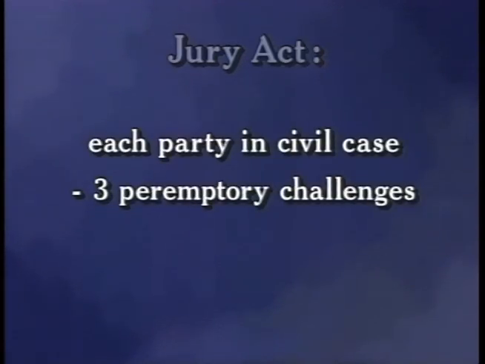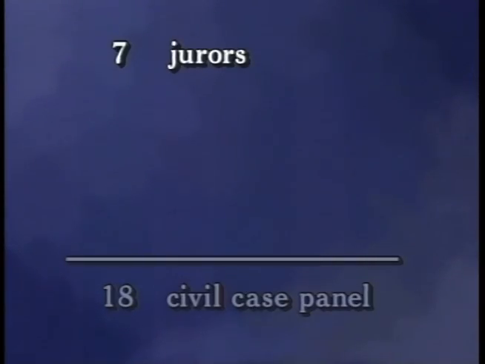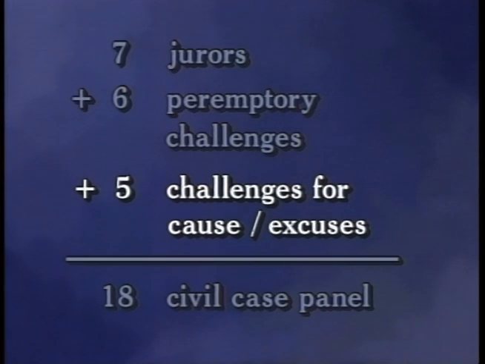The Jury Act specifies that each party in a civil case is entitled to 3 peremptory challenges. Considering these factors, 18 persons is a reasonable number to summon for a routine civil case. That includes 7 persons for the jury itself, plus 6 to cover the peremptory challenges allowed by statute, plus 5 to cover possible challenges for cause or requests to be excused for some justifiable reason.